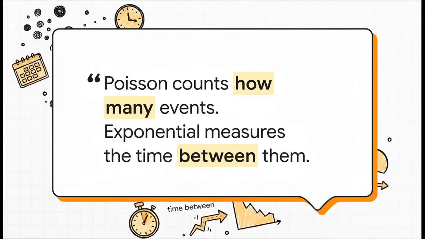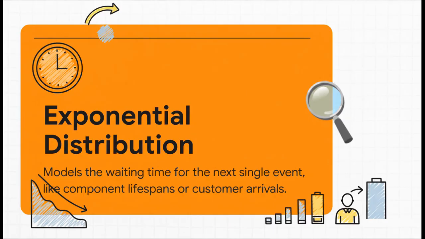Now, here's a really cool moment where two of our paths actually connect. Remember the Poisson distribution, the one that counts how many events happen in an hour? Well, the exponential distribution is its cousin. It measures the waiting time between those very same events. They're like two sides of the same coin. So if your goal is to model the time until the next event happens, like say the lifespan of a light bulb or the time until the next customer walks in the door, the exponential distribution is the tool for the job. It's all about modeling that waiting time for a single occurrence.